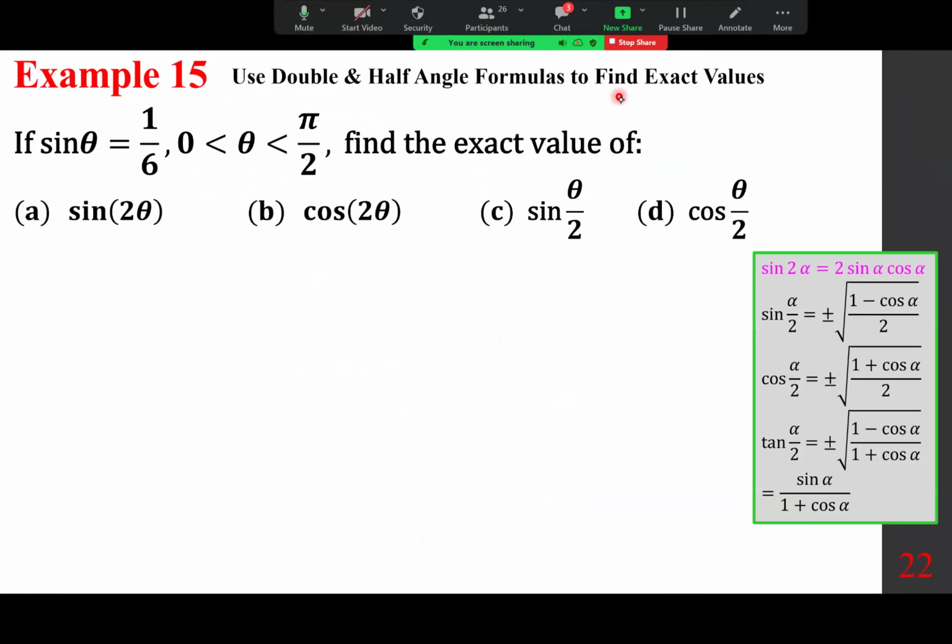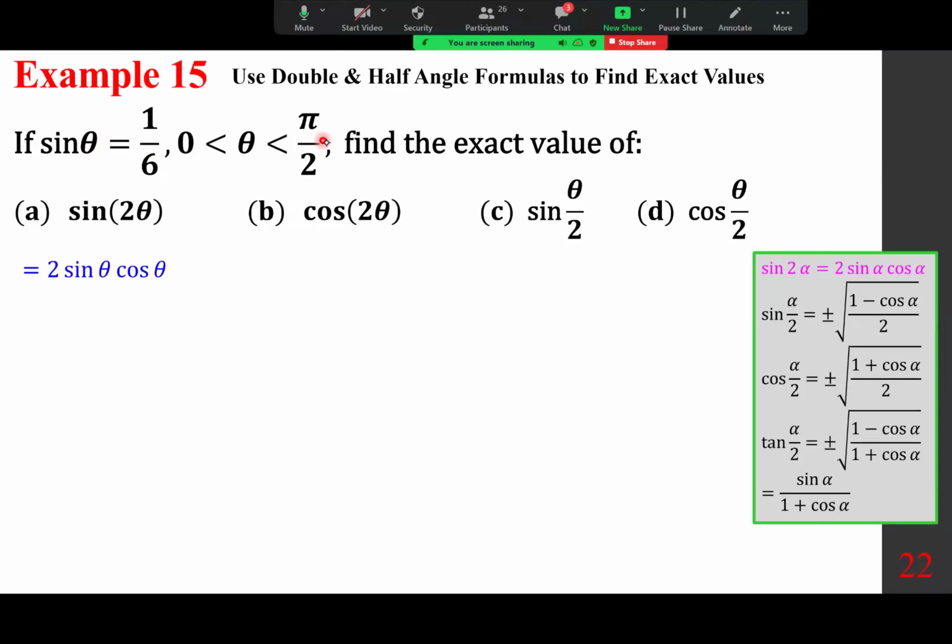Use double and half angle formulas to find the exact value. We know sine theta is 1/6 and theta is between 0 and pi over 2. Find the following. And we just follow the formulas. So in this case, we see that it's 2 sine theta cosine theta. Because we have sine theta, we have to calculate cosine theta. And remember, this is in the first quadrant.